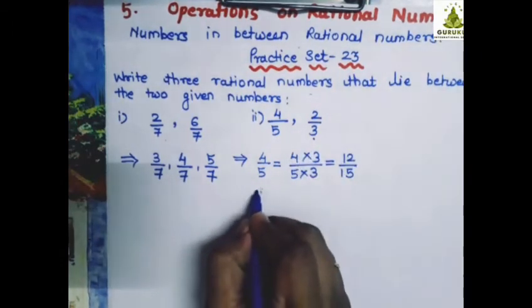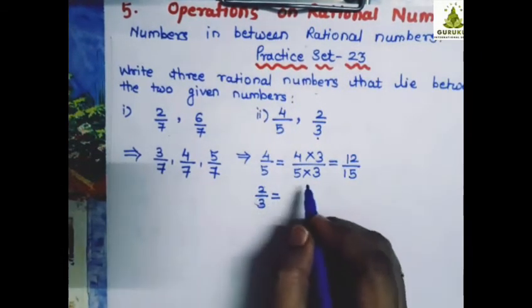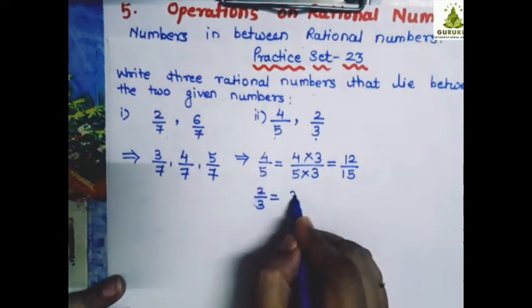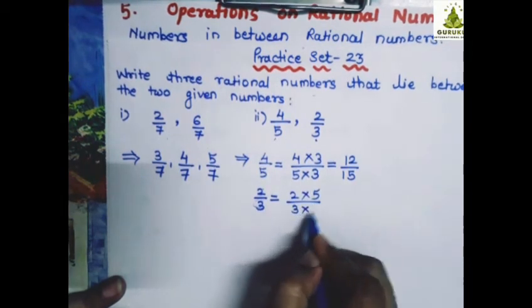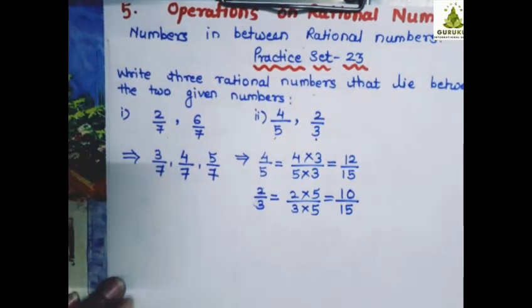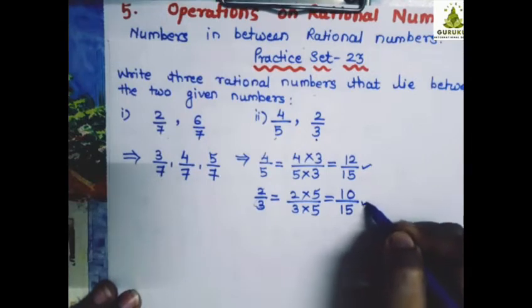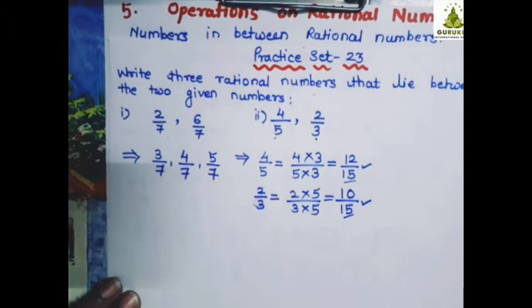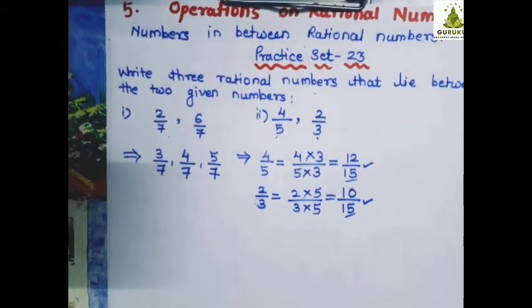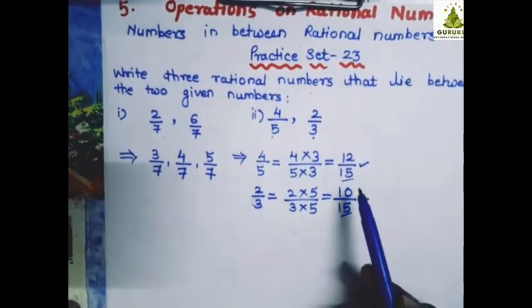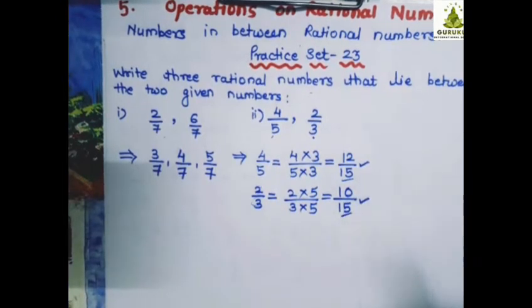Okay. Second fraction, note down 2 upon 3. Multiply this whole fraction by the denominator of the first one. What is the denominator of the first? 5. So 2 into 5 upon 3 into 5, it will give you 10 upon 15. Right? So we got two fractions, 12 upon 15 and 10 upon 15, whose denominator is the same, and we have to find the in-between numbers. But in this sum, between 10 upon 15 and 12 upon 15, only one number comes in between, that is 11 upon 15.